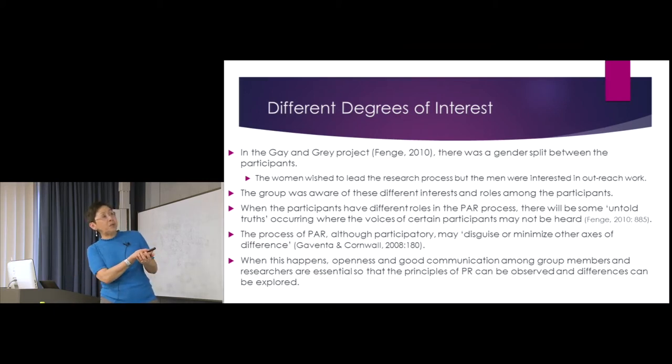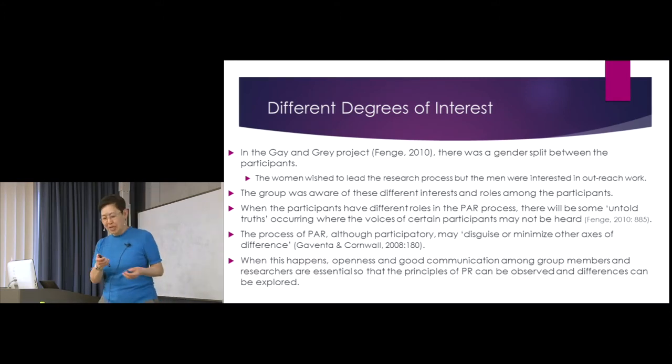So here I want to give you an example from the Gay and Gray project. Okay, you see that the project had both men and women. See this? Women wished to lead the research process, but the men were interested in outreach work. See that? Different levels or different interests that people might have. And so again, how do you balance that? When some participants want to do this part, others want to do another part.